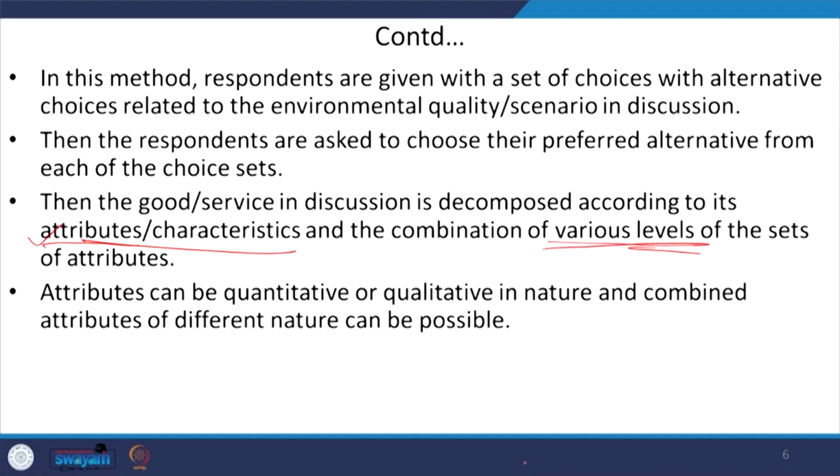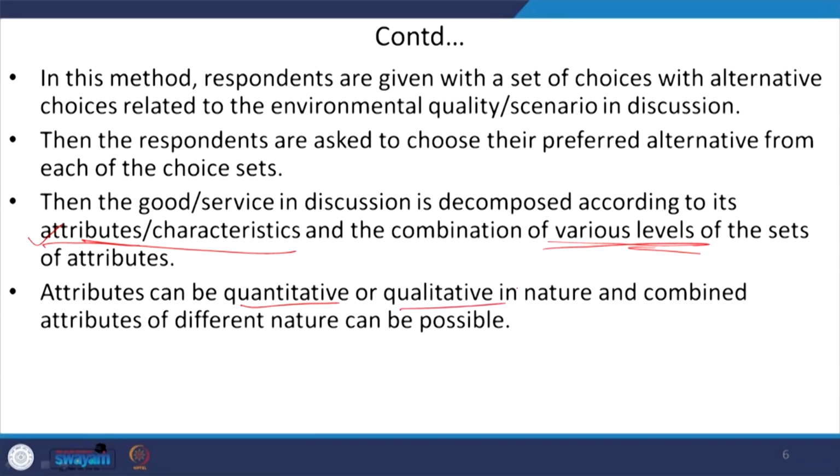And it can also be qualitative in nature. Let us say, what is the size of the particular species, and you do not know. So, in that case you can say whether it is more or less frequently available or visible. So, taking into account these aspects, these attributes can be quantitative or qualitative in nature, and sometimes we can also combine quantitative and qualitative attributes. And it is also possible.